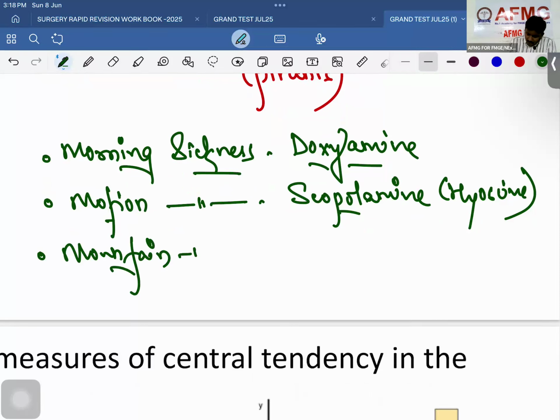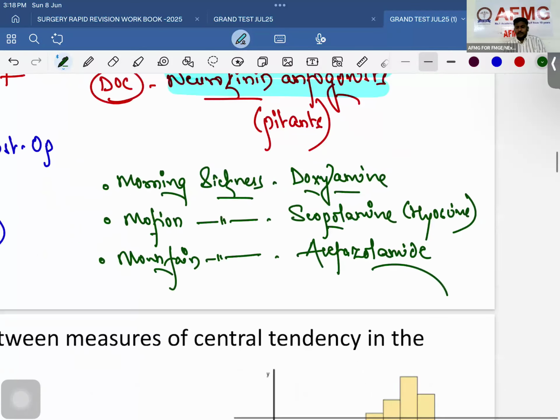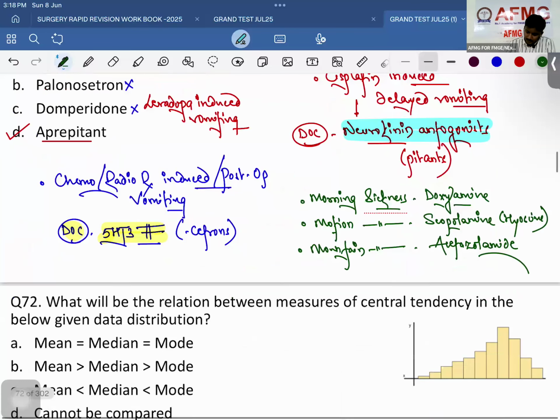The drug of choice for mountain sickness, beta, is nothing else but acetazolamide, which is a carbonic anhydrase inhibitor. Hopefully clear to all of you now. Chalo. So that is important to be remembered.